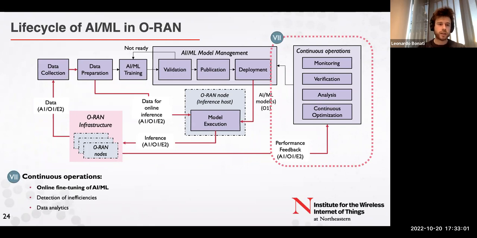Finally, we have the seventh step, which is the continuous operation. So once we deployed our general model that was pre-trained offline, we want to perform some online training to fine-tune the model to the actual specific conditions of the network that are happening in that time. So we want our model to adapt to the actual deployment where we are having the model running. And we can also leverage this phase to detect some inefficiencies in our model, or to perform some analytics on the data and provide some performance feedback through the interfaces that I was mentioning before.